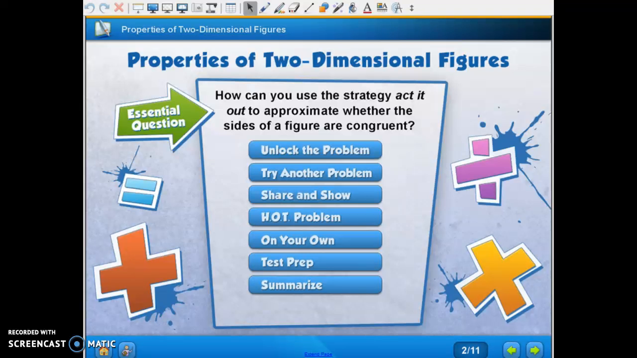Okay, this is lesson 11.4, properties of two-dimensional figures. We're going to use problem solving with this today. How can you use the strategy act it out to approximate whether the sides of a figure are congruent?